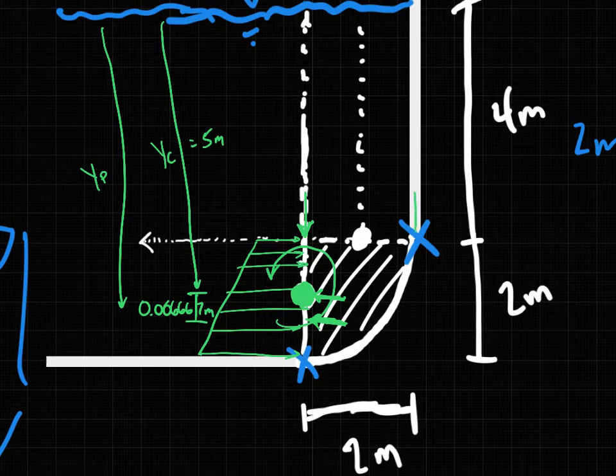I don't really know what's going on here. So anyway, we got this, and what's the pressure here? Gamma h. What's the pressure here? Gamma h. Well, the pressure on this face is always gamma h. But as I go on this face, h changes. On this face, the h doesn't change.